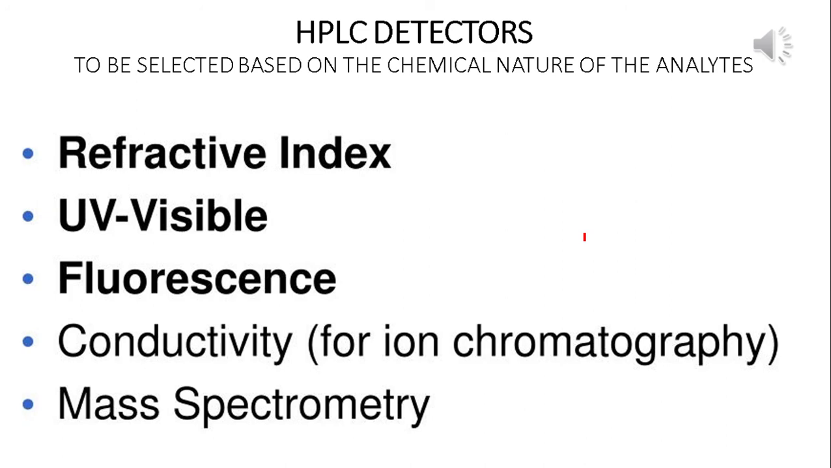There are different types of detectors used in HPLC, and we select a detector depending upon the type of the molecules we are analyzing. Refractive index detector, UV visible, fluorescence, conductivity, mass spectrometry, etc. are the different types of detectors being used commonly.